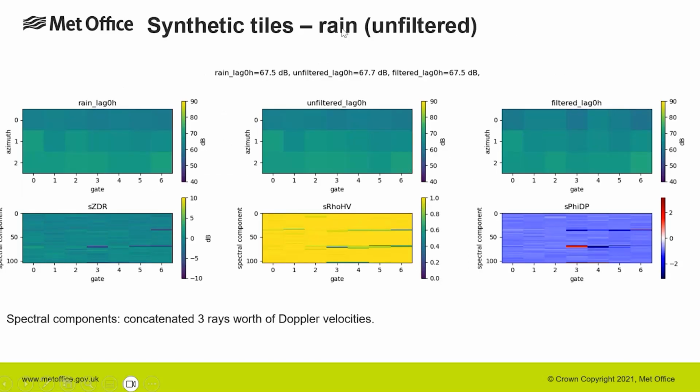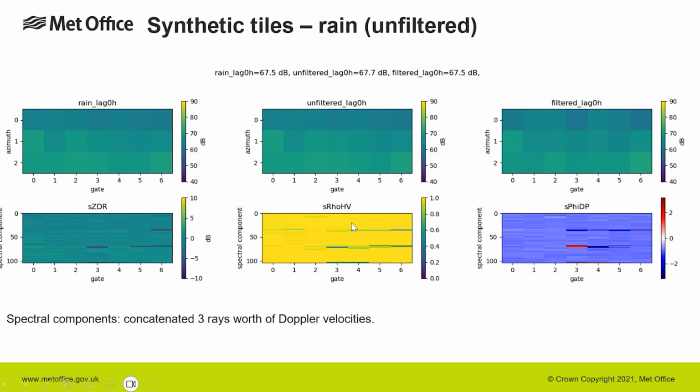This is a rain tile, so this is one of the synthetic tiles I mentioned. In this case, the rain power, so this would be uncalibrated power, lag 0. The rain is 67, the ground truth is 67 dB, and the contamination is not much higher, and the filtered is not much higher. It's the same value. In this case, we would hope that the network will classify this as unfiltered. It would say just use that data. There's nothing wrong with it.